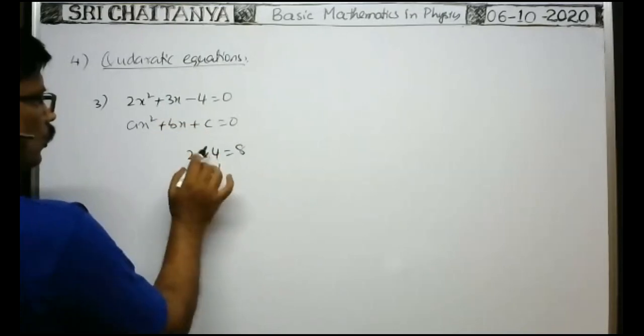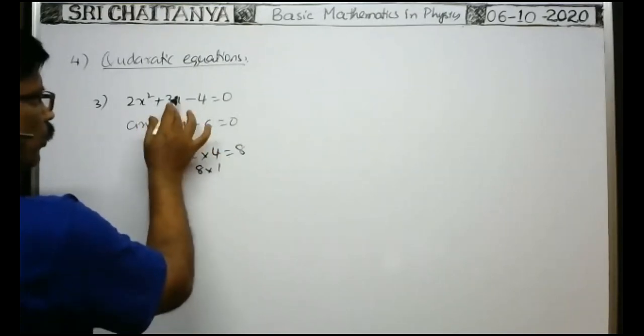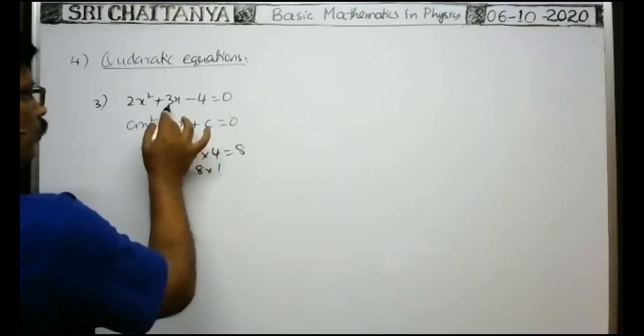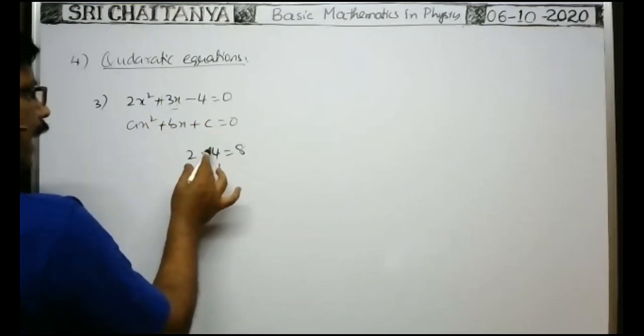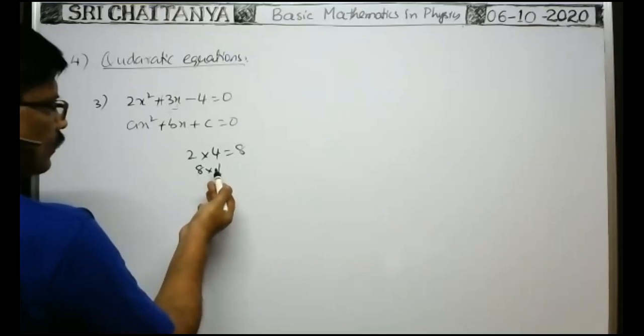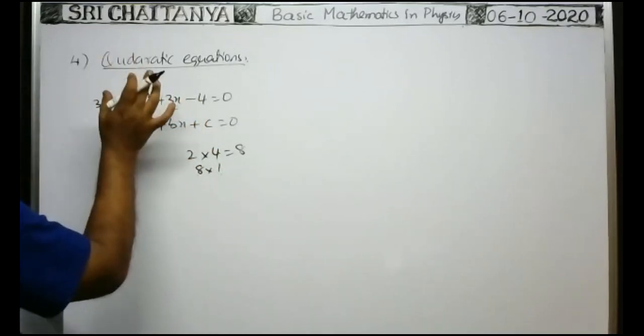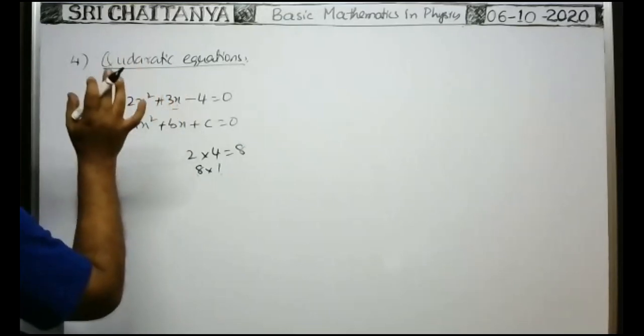2 plus 4 is 6. 4 minus 2 is 2. We won't get this one. 8 plus 1 is 9. 8 minus 1 is 7. So we cannot obtain this value by adding these two digits or subtracting the digits. That's why in this case we cannot solve the roots for this quadratic equation directly.